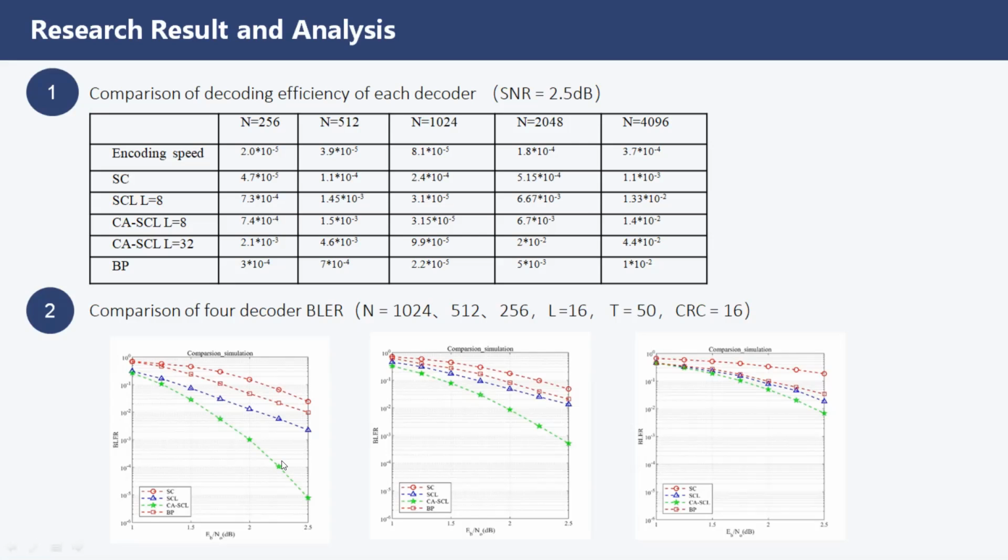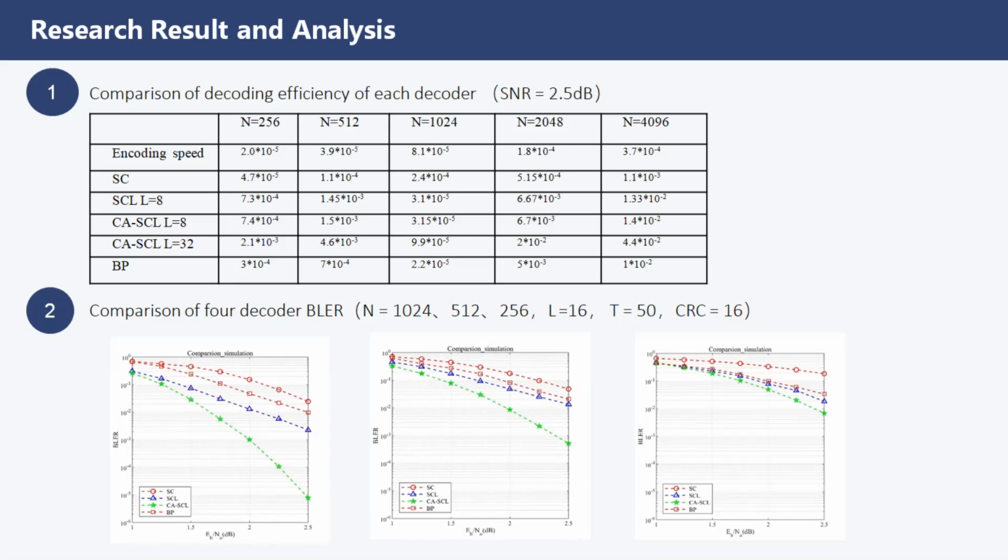In terms of decoding accuracy, the performance of SC and BP decoders is way behind the other two decoders, as we can see here. Those two do not perform very well. We can also see that with the increase of the SNR here, the efficiency of all the decoders is very poor.